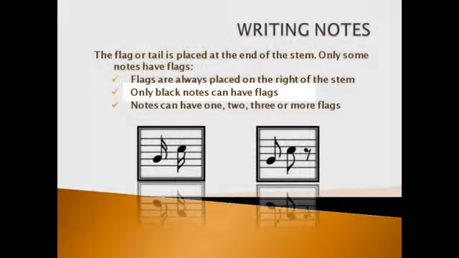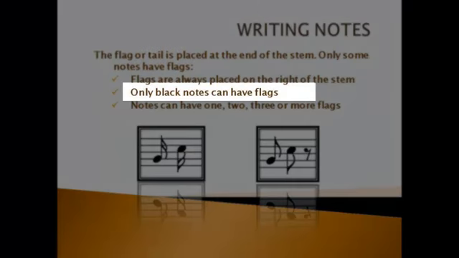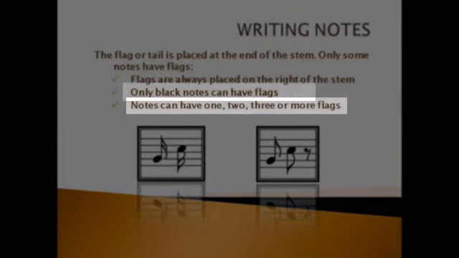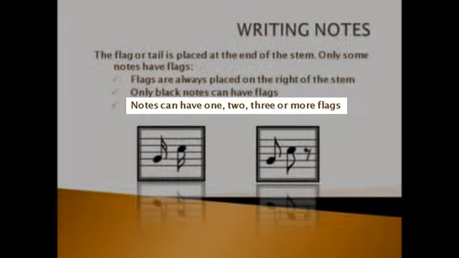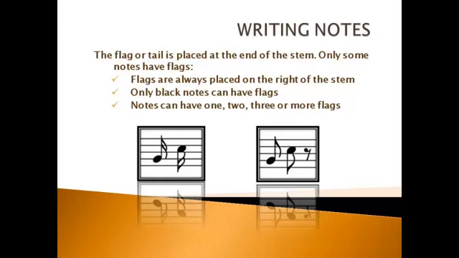Only black notes can have flags. The flags are for 16th notes and 32nd notes and 8th notes, so they have to be colored in. And depending on the value of the note, you could have 1 flag if it's an 8th note, 2 flags if it's a 16th note, 3 flags if it's a 32nd note, and 4 flags if it's a 64th note. We won't go any further than that. How's that? And that's even further than what you need to know at this level.